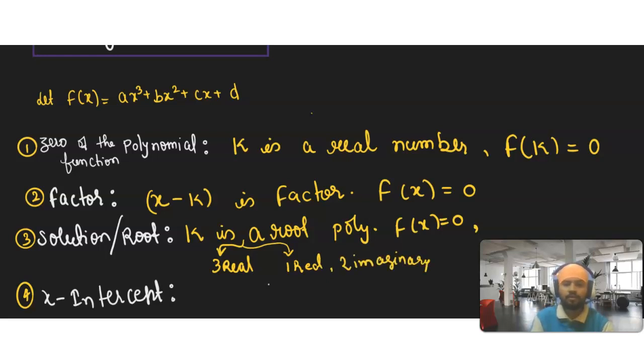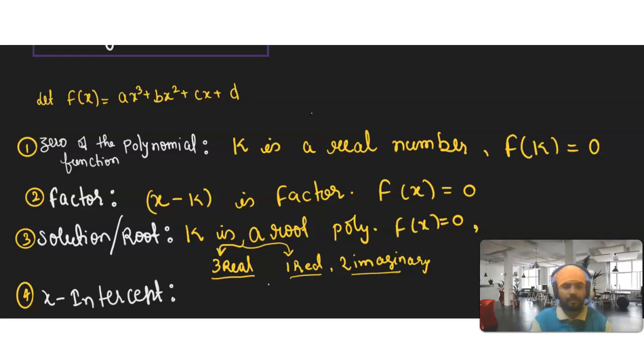So there is a theorem that we have to understand, known as the complex conjugate theorem, according to which imaginary roots always exist in pairs. Since it is a degree 3 polynomial, it has either 3 real roots or 1 real and 2 imaginary roots. Now what is the meaning of the x-intercepts?